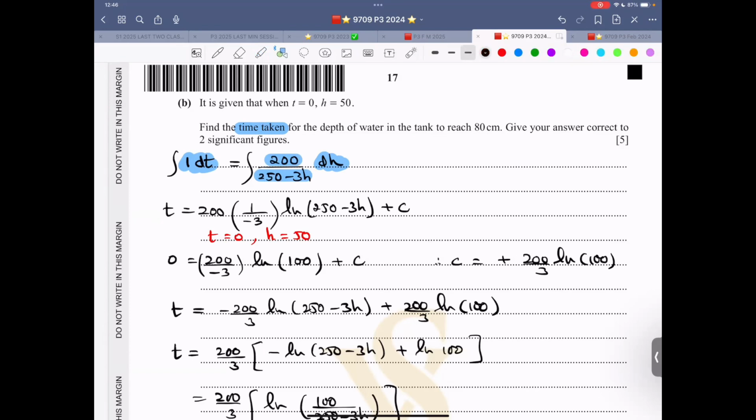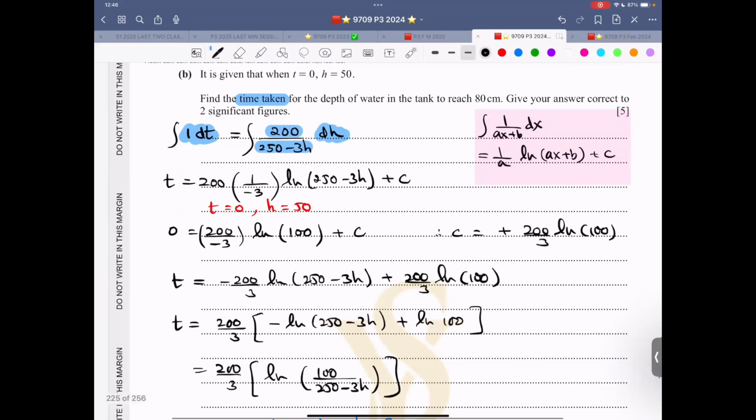Now, which integration technique is used up over here? That is 1 over, hold for a second, first let me write like this. This is 1 over ax plus b dx. That is 1 over a ln of ax plus b plus a constant of integration c. So the coefficient of this variable is -3. That's why you get a -3 over here. And then it's ln of 250 minus 3h plus c. Then you plugged in the condition. c comes out to be this thing, 200 over 3 ln 100.